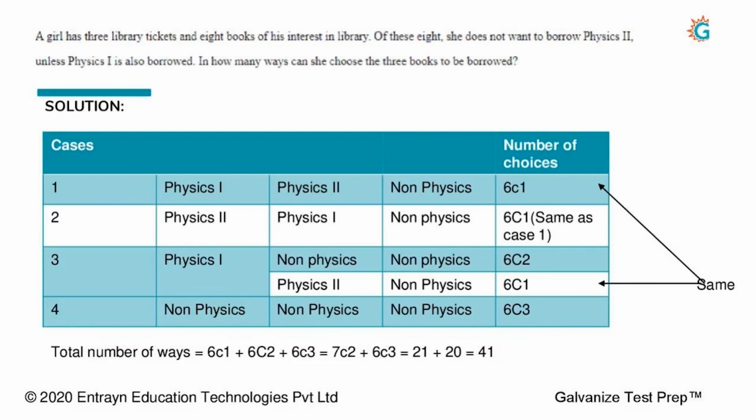This is actually a very simple problem, provided you learn to draw a diagram like this. You learn to draw a table. It becomes very simple for you to solve it. So the answer is actually 6C1 plus 6C2 plus 6C3. Moving on to the next sum.